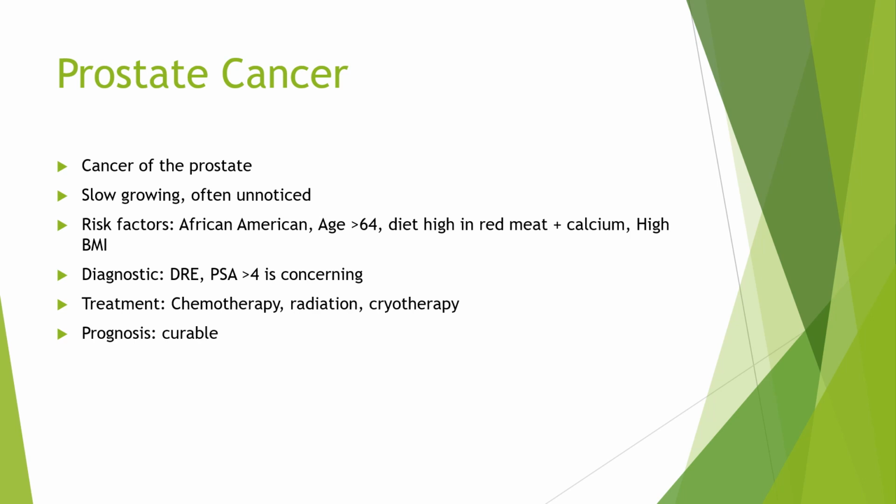Okay. All right, prostate cancer. So obviously, cancer of the prostate. This is slow growing and often unnoticed. Risk factors are African American, age greater than 64. Again, as usual, a diet high in red meat, and then also a high BMI and a diet high in calcium. Diagnostics going to be that digital rectal exam, and then a PSA greater than 4 is concerning. Treatment, chemotherapy, radiation, cryotherapy. Prognosis, this is typically a good prognosis. It's usually curable.